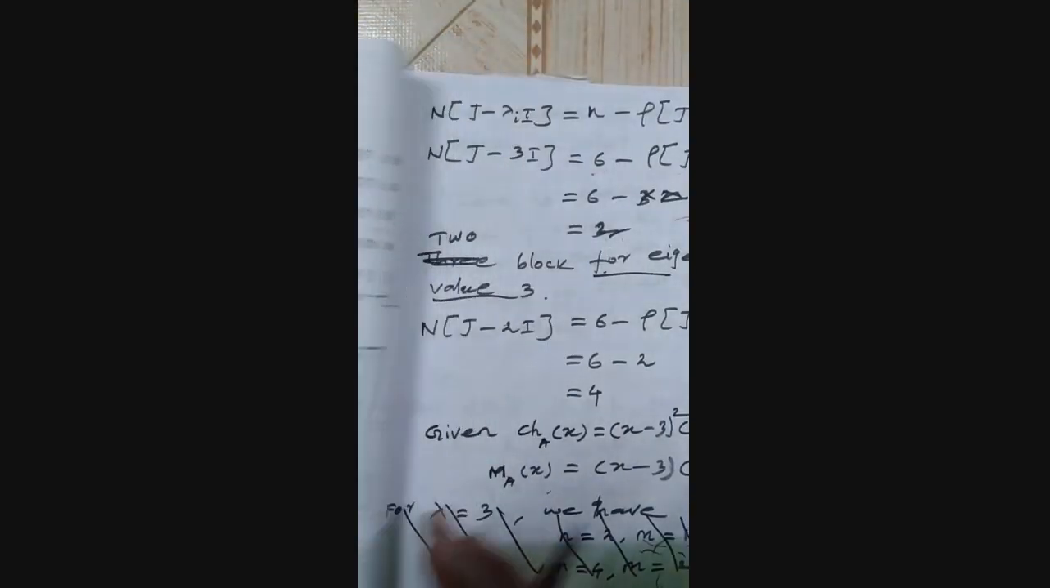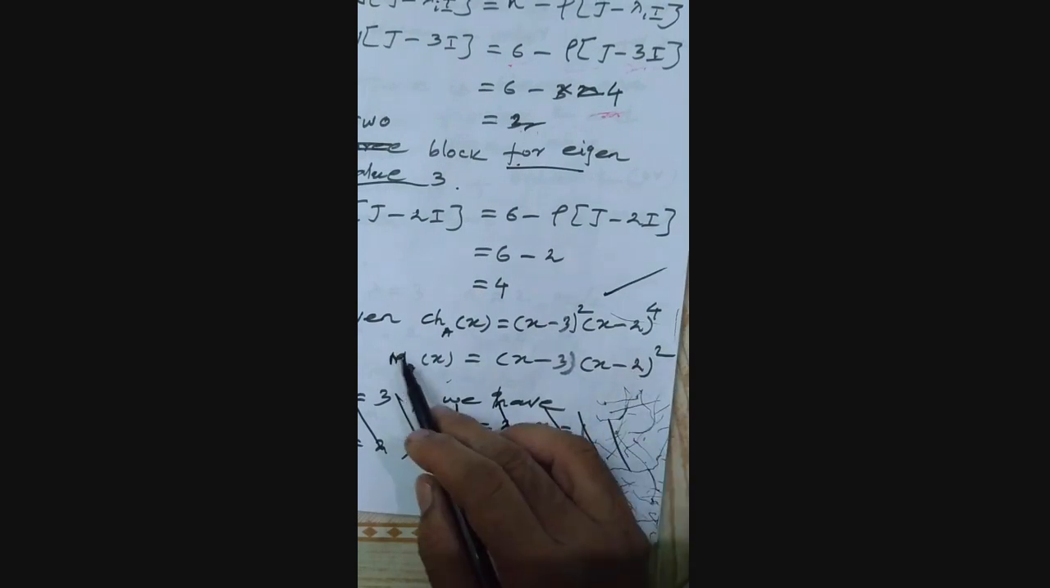Then another way, how to find out the blocks? We take the characteristic polynomial, this is a given one, minimal polynomial.